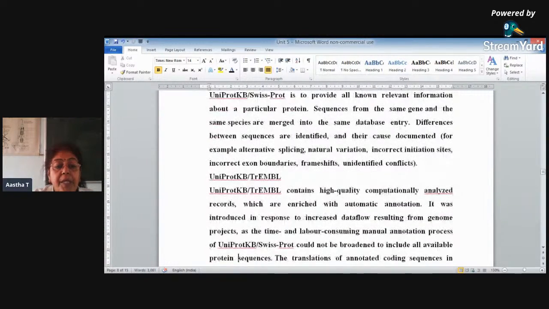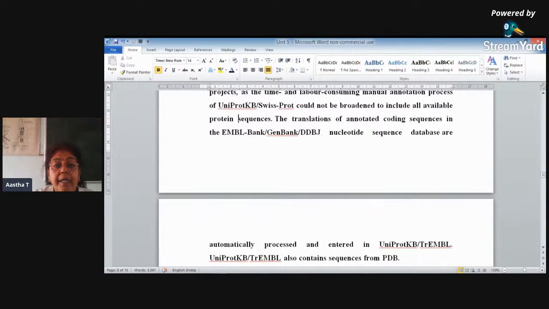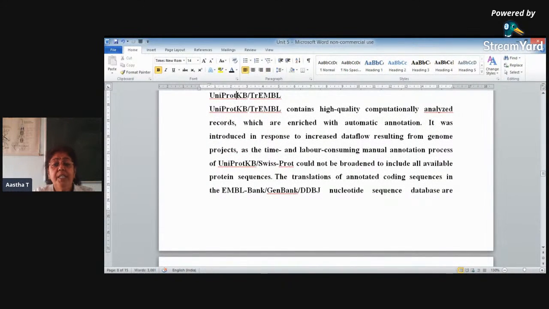Then UniProt KB TrEMBL. It contains high quality computationally analyzed records. So these records have been added through computer analysis, and it is an automatic type of annotation. So nothing is done manually. Automatically, things are collected from various sources and incorporated in this type of database.